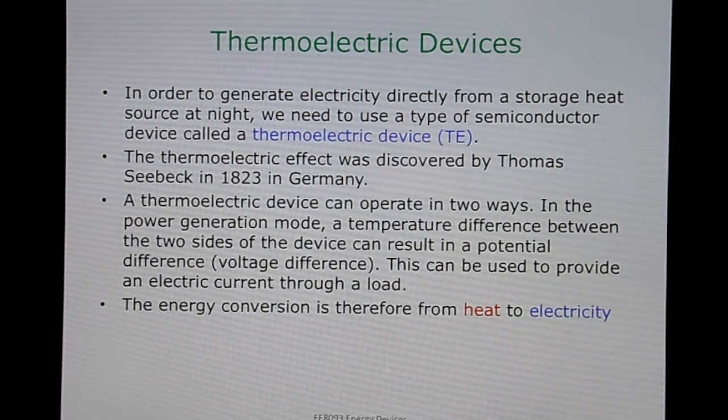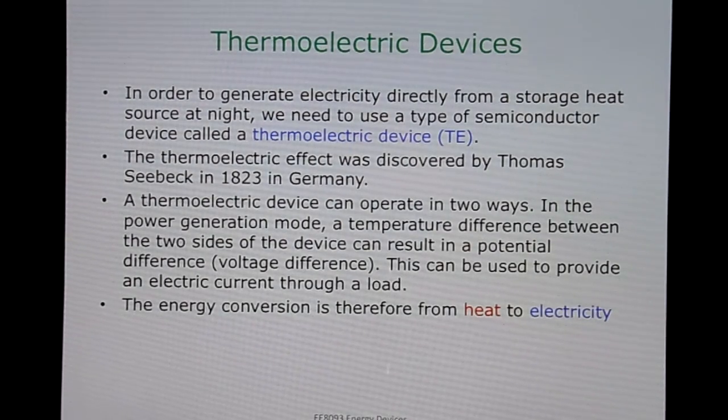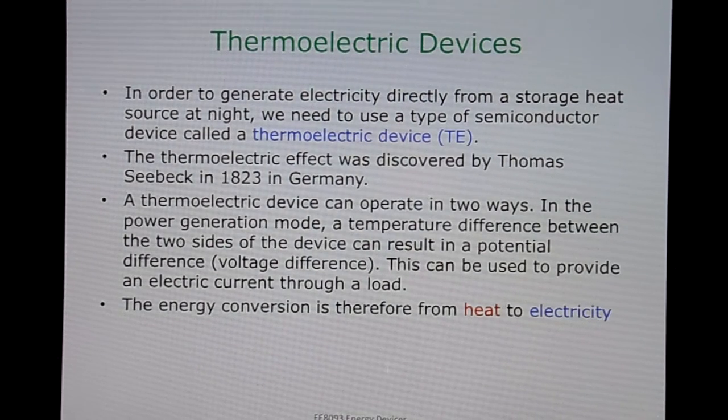So in other words, we have an energy conversion process in a TE device which is directly from heat to electricity. So you can see how the thermal energy in the molten salt of a CSP plant can in principle be converted directly into electricity.